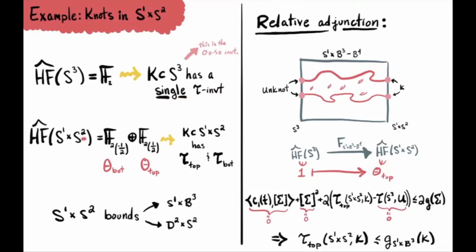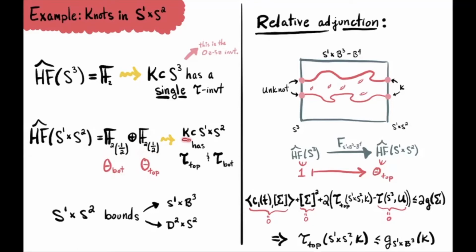Okay, so now let's think more generally about the case where we have a knot in S1 cross S2. So first of all, what's the Floer homology? Well, you can calculate it. It turns out to be 2 copies of F2, and they have different homological gradings. I've denoted the homological gradings here, and you can see this one's bigger than that one. So we'll fix a generator for this copy and call it theta top, and we'll fix a generator for this copy and call it theta bottom.